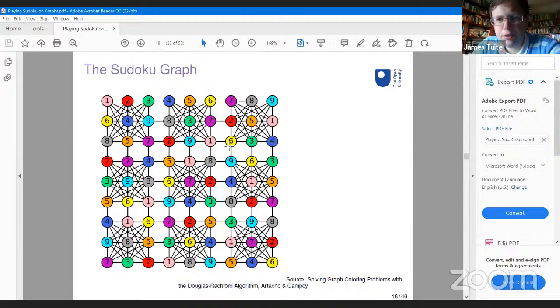And here's a completed Sudoku board. You could do it either with colors or with numbers. Coloring them with the numbers 1 to 9 is the same as using a different set of colors. It's all equivalent. So this is a completed Sudoku board in the form of a graph.